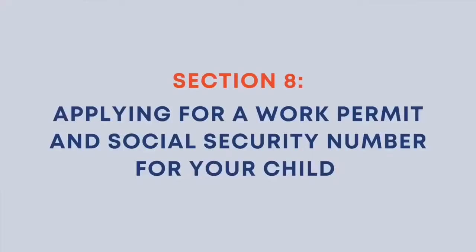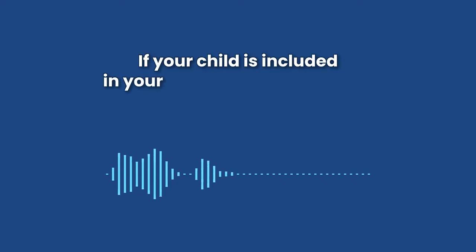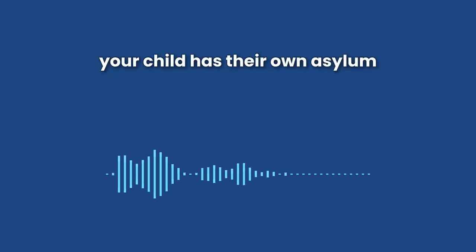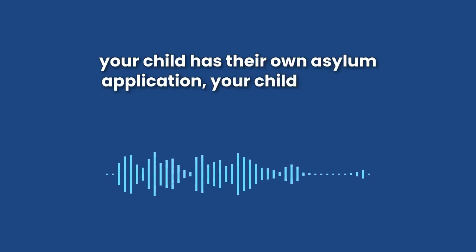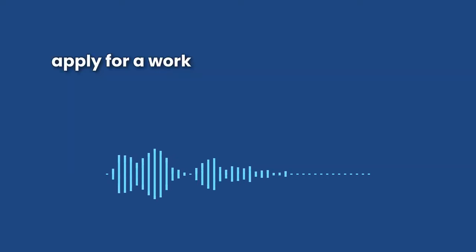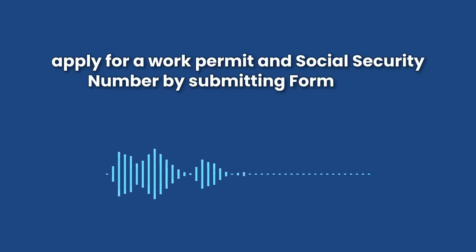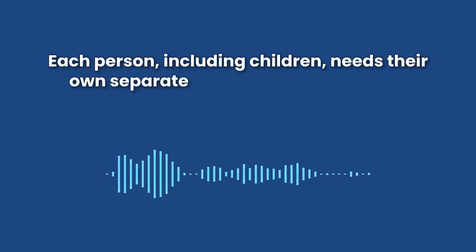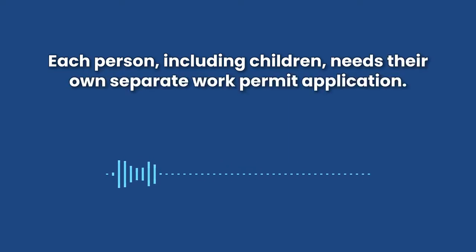Section 8. Applying for a work permit and Social Security number for your child. If your child is included in your asylum application, or if your child has their own asylum application, your child can also apply for a work permit by submitting Form I-765. Each person, including children, needs their own separate work permit application.